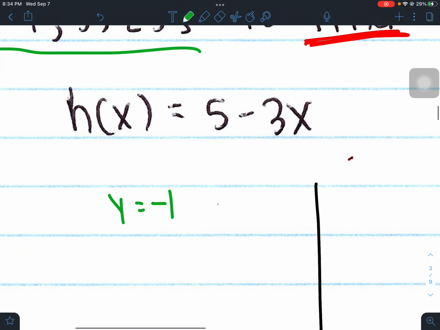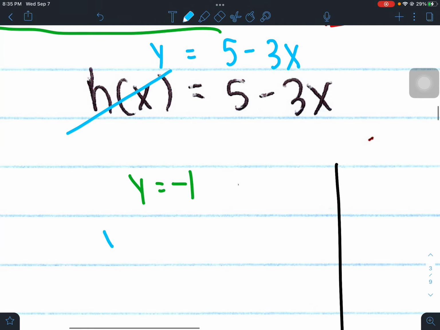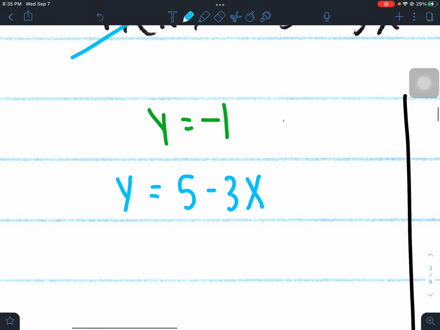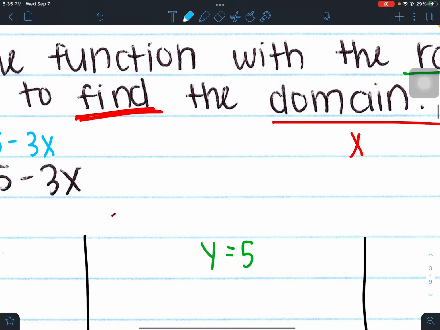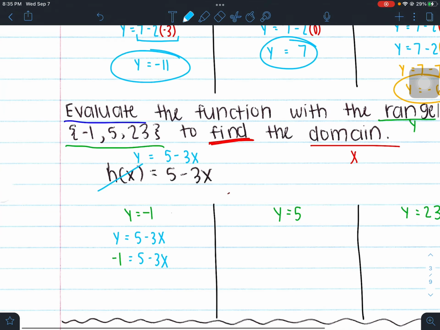Now with this function here, I'm going to translate this. I know that h of x is the same thing as y, so we have y equals 5 minus 3x. So this is the function I want to use to evaluate, so I'll write that down for our first y value here. So I have y equals -1, which is what I want to evaluate for, and then I have y equals 5 minus 3x. I'm going to substitute in the number now. Y equals -1, so I'm going to plug in -1 for my y value because it says y equals. Do not plug it in for x. They did not give you x. In fact, they want you to find x. If they're wanting you to find x, you don't have it.